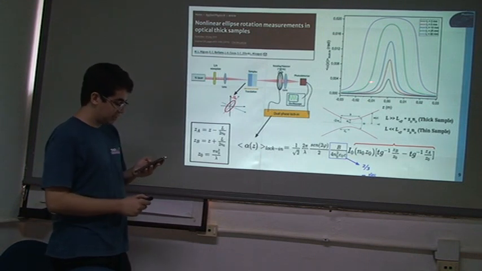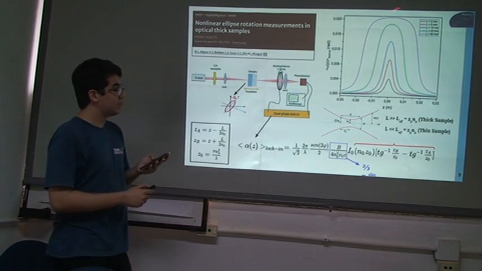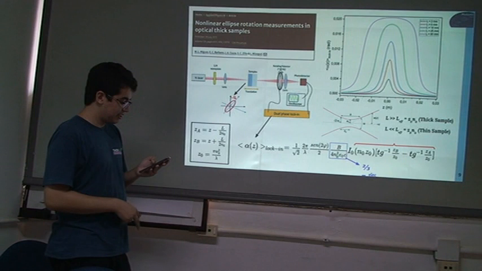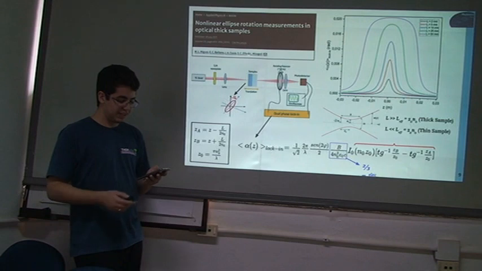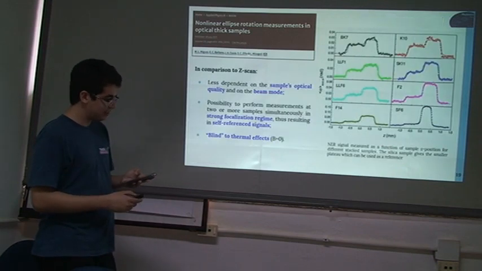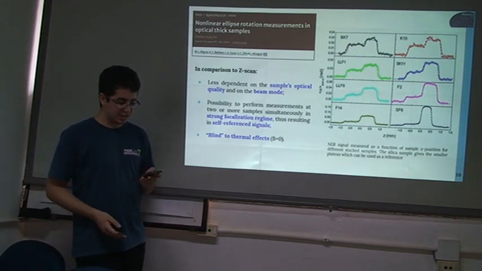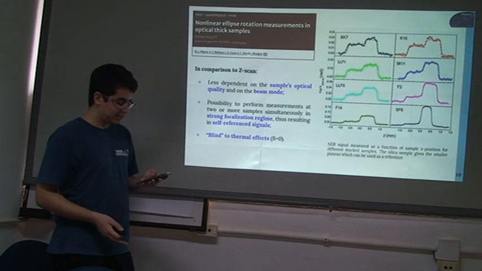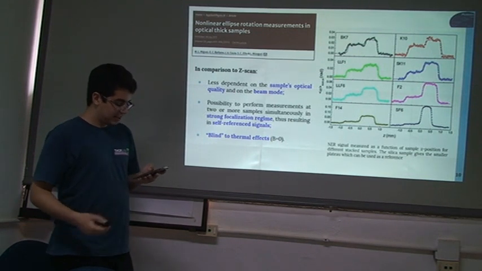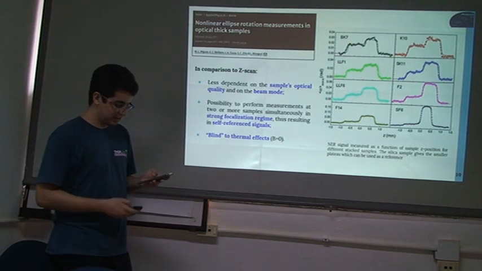From the graph, we can see that for thicker samples, we tend to form a plateau on the signal. This regime is also known as strong focalization, in which we use thick samples in comparison to the lens's short focal length. So this focalization regime allows NER to be less dependent on the sample optical quality and on the beam mode, because one can perform self-reference measurements by scanning multiple samples at once. Also, the technique is blind to thermal effects, since B equals 0. So you can evaluate N2 in units of the signal, for instance, using a material as a reference.